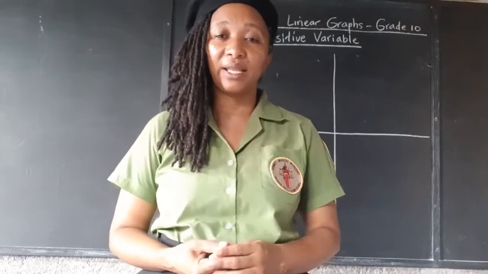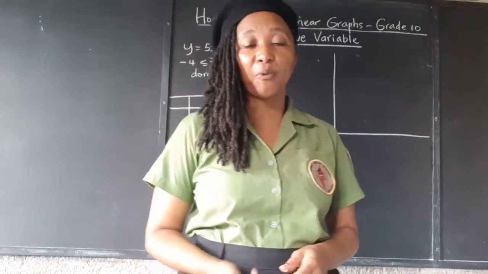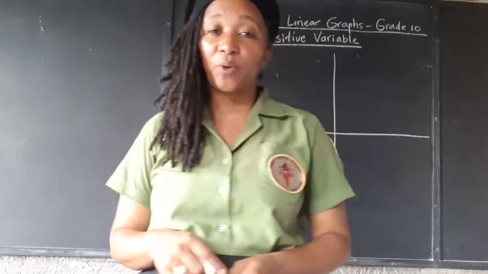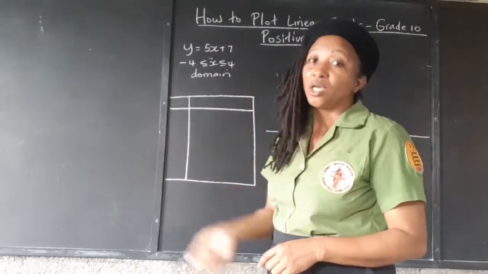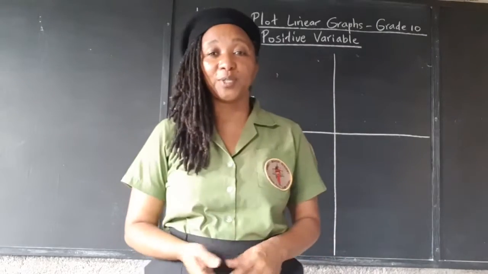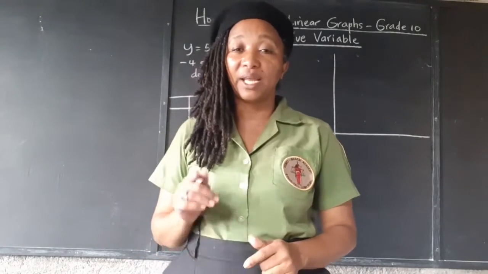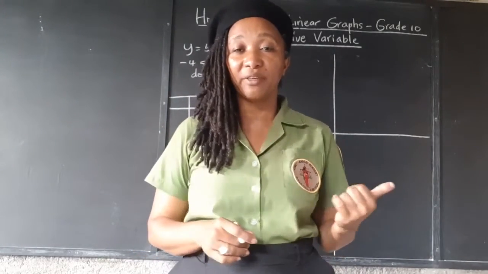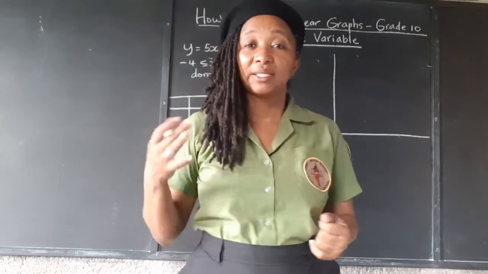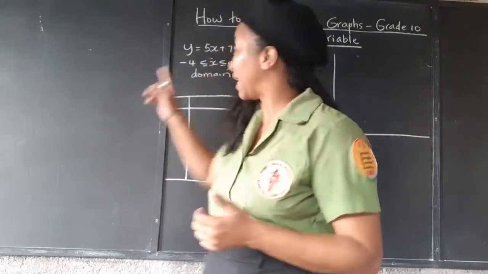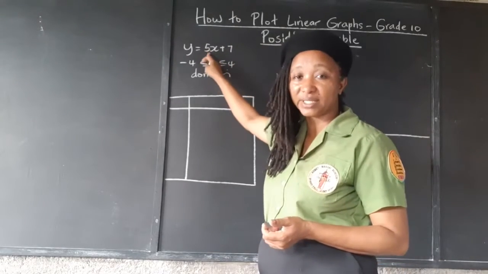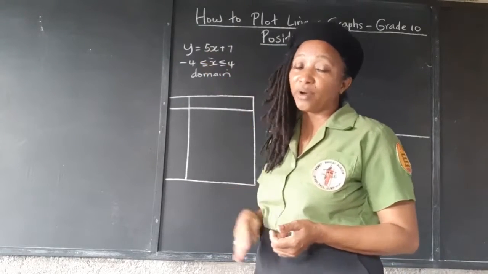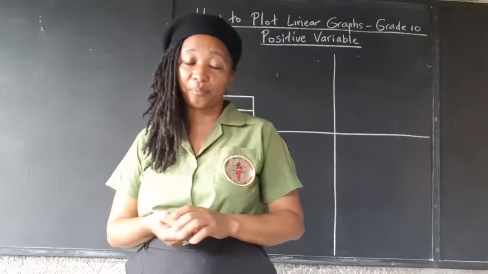Continuing our look at the linear graph. This time we're plotting an equation that has a positive variable. So if you want to know what happens when we plot an equation with a negative variable, just check that other video that was done. Same linear equation with a negative coefficient. Here we have a positive coefficient, a positive 5, and we're going to see what happens there.